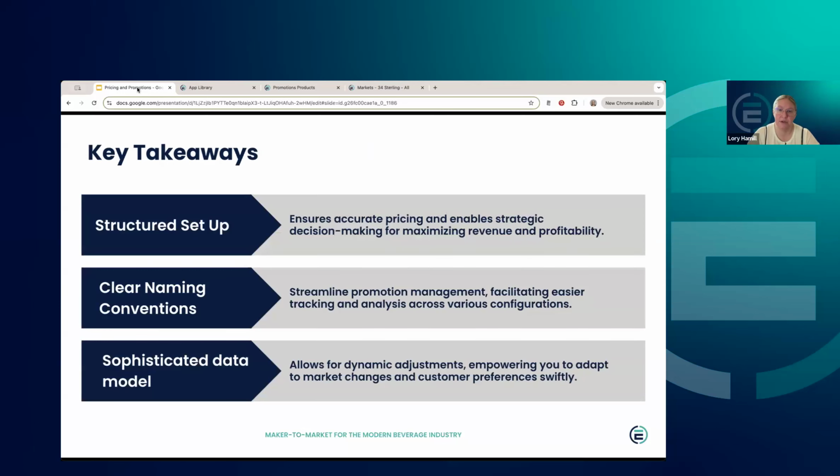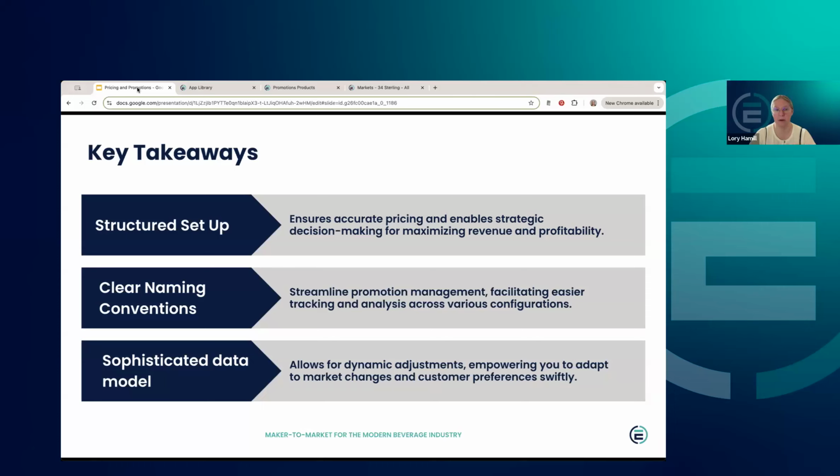Your key takeaways are that a structured setup makes everything easier. We can maximize revenue and profitability when we're leveraging that. And honestly, that's what the system is here to do. Those clear naming conventions make a world of difference. We were all new to the system at some point in time. So when you looked at something and you're like, I don't know what FL is, hopefully those things are easy to find and figure out, but ultimately it is those clear naming conventions that will make a world of difference.